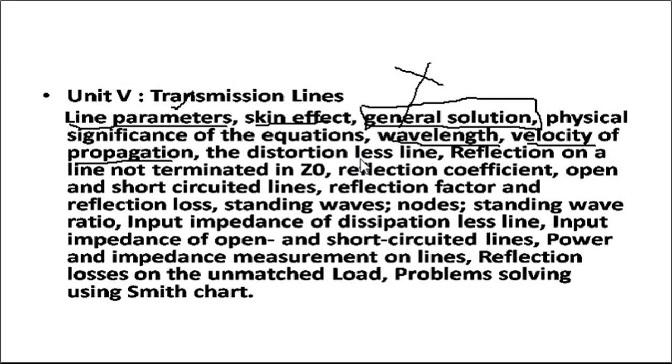So we say that every lossless line is a distortionless line, but vice versa is not true. I will repeat a statement, every lossless line is a distortionless line, but the converse is not true. Then reflection on line. Whenever I am talking about a transmission line, a certain load needs to be connected at the load side. So if this load is not equal to Z0, that is characteristic impedance, we say that if ZR, that is load impedance, ZR is not equal to Z0, we call this line a mismatched line.